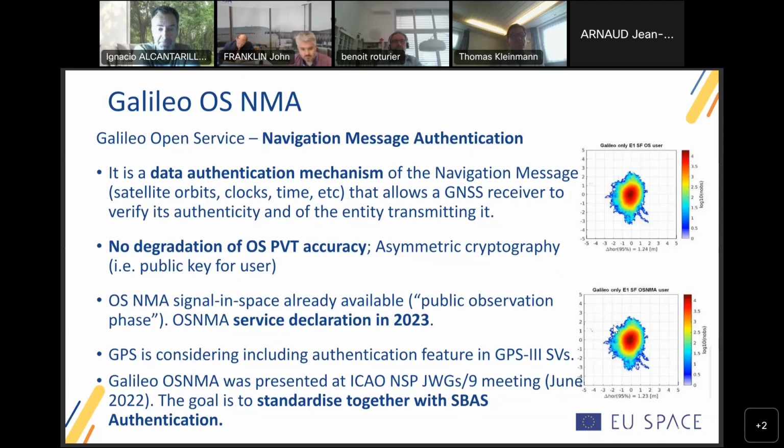And this service, which is already available in space, will be declared formally next year in 2023. This functionality will also come in GPS III satellites. And last week, it was presented in the ICAO navigation systems panel. The goal is to standardize this functionality for aviation together with standardization of SBAS authentication. And we will see a little later what the timeline for that is. So this is coming from the Galileo GNSS perspective.